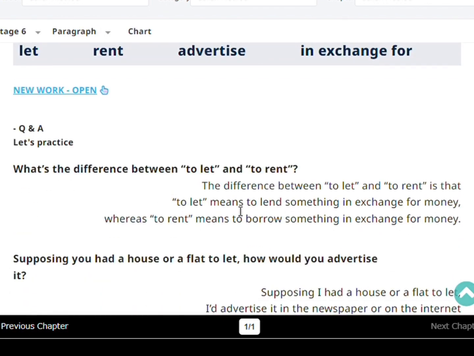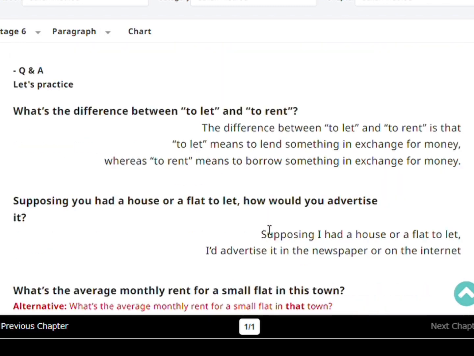What's the difference between to let and to rent? The difference between to let and to rent is that to let means to lend something in exchange for money, whereas to rent means to borrow something in exchange for money. Very good.